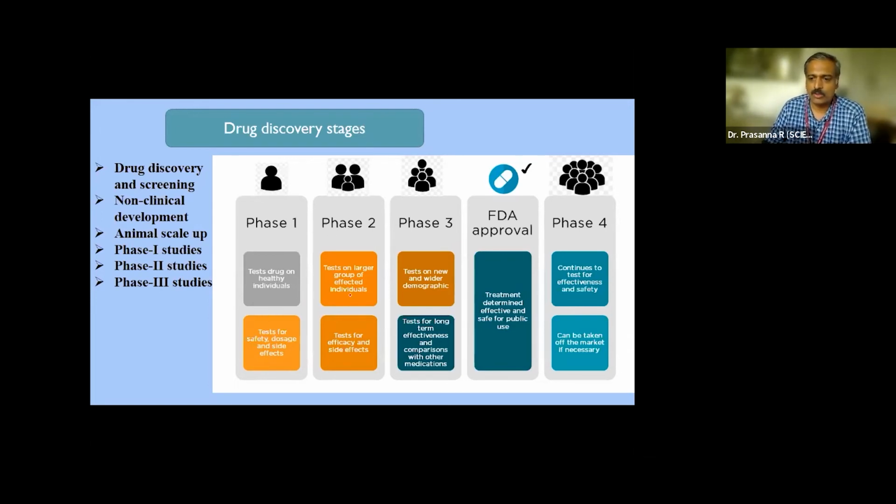And in phase 2, it will be scaled up to a larger group of healthy individuals or volunteers preferably. And phase 3 is newer, in a different geographical location, maybe more in a colder climate or more in a hotter climate. People do a wider variety of tests, and then people go on to the FDA approval.